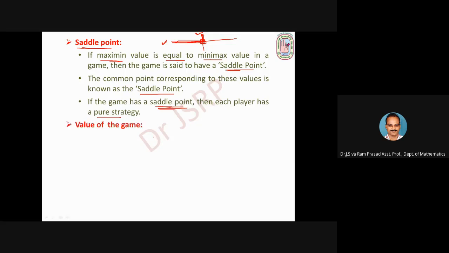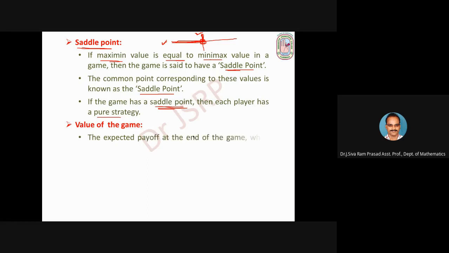Okay, if the game has no saddle point, then the players follow mixed strategies. So if the maximin value is not equal to the minimax value, then the game has no saddle point. In that case, the players follow mixed strategies. That means players select more than one strategy with some probabilities. Okay. Next, value of the game.